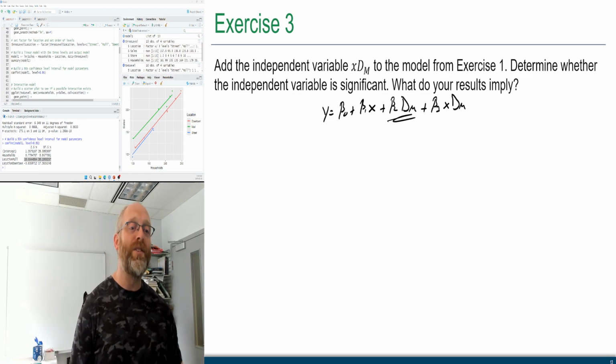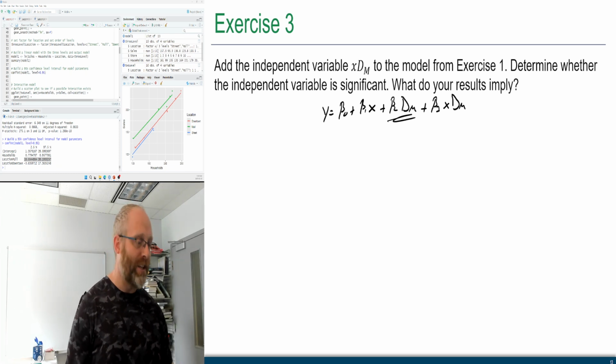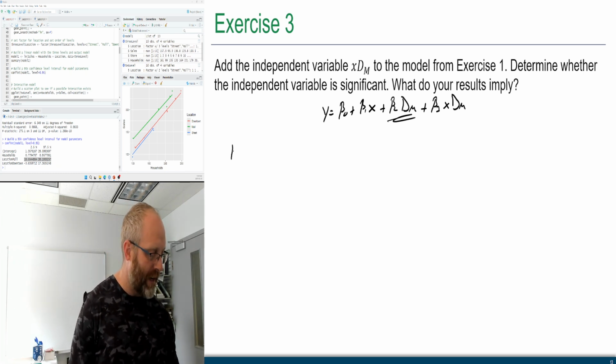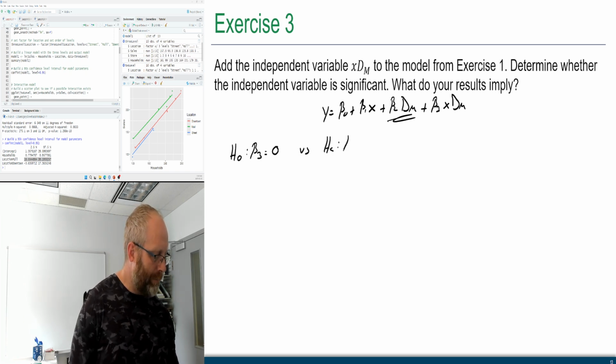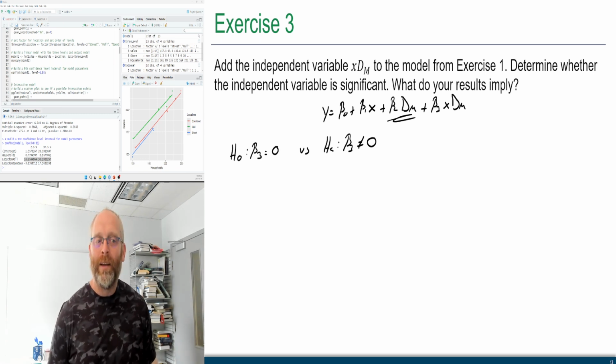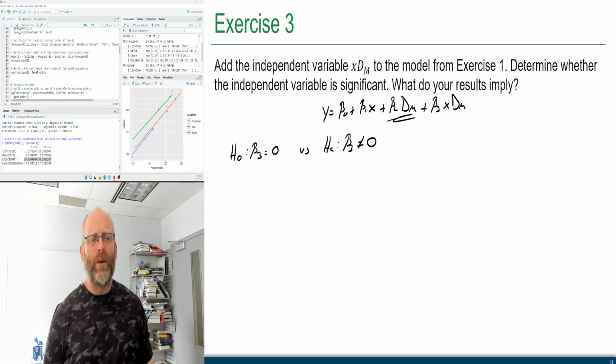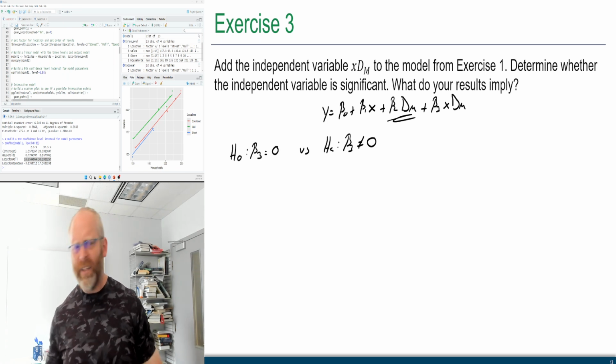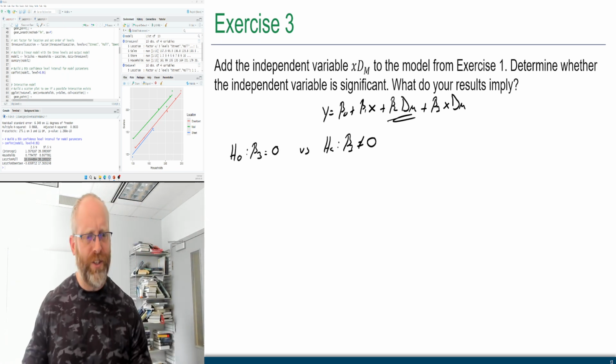So what we want to do now is we want to test something else. We're going to run this hypothesis test and we're going to say our null hypothesis is beta 3 is equal to 0 versus the alternative, beta 3 is not equal to 0. So if it's equal to 0, there is no interaction. If it's not equal to 0, there is some kind of interaction. We don't know what kind of interaction yet, but there's some kind of interaction that's happening here. Okay, let's jump over to R.